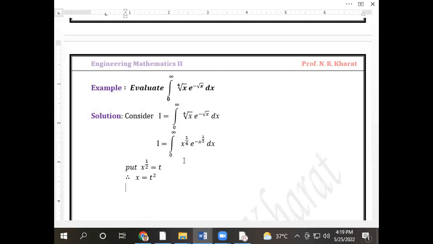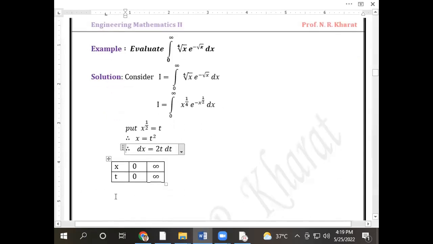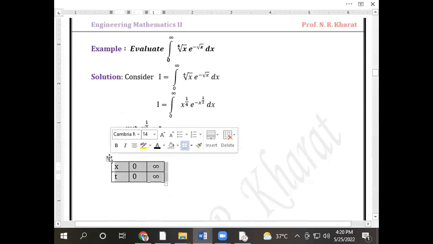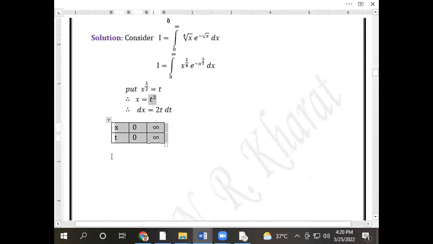Then taking the derivative, dx is equal to the derivative of t square, which is 2t dt. And for the limits of the integration, there is no change. When I change x equal to 0, t becomes 0. When x equals infinity, t also becomes infinity. So the limits of the integration do not change.